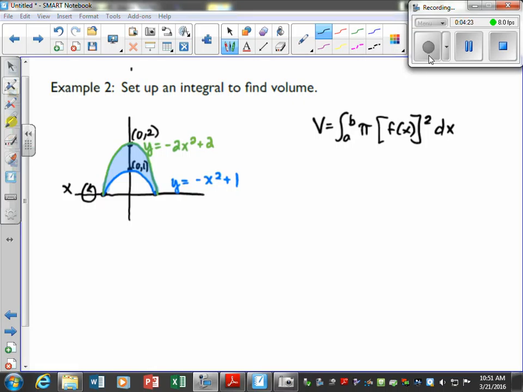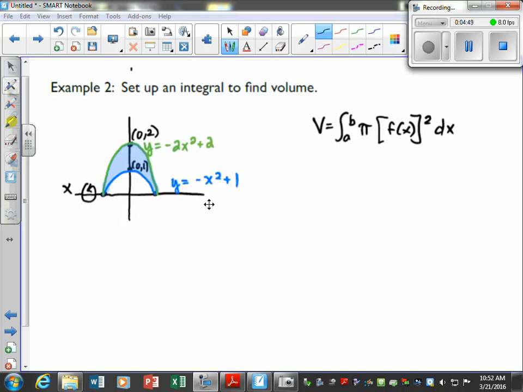Okay, so our next one, we're going to actually set it up and then find the volume. In this particular case, they give us two equations. They give us y equals -2x squared plus 2. Like you said, you can use your graphing calculator to sketch these out or make an xy table, just graph these. And y equals -x squared plus 1. It's revolving about the x-axis.